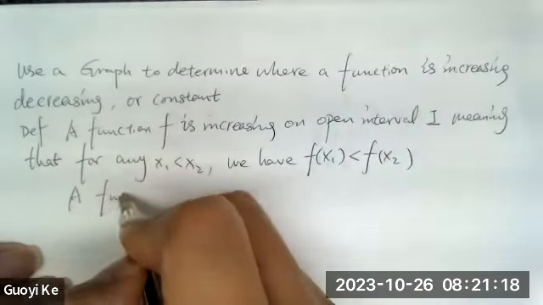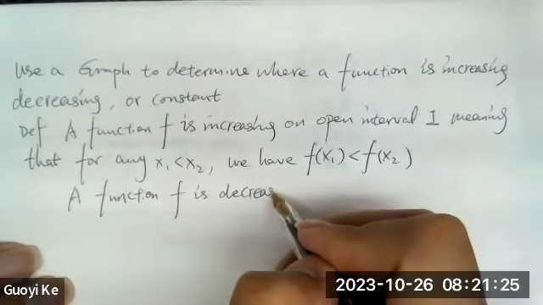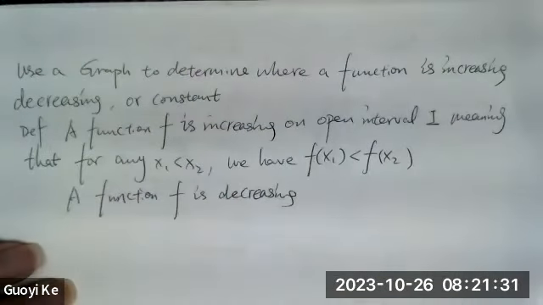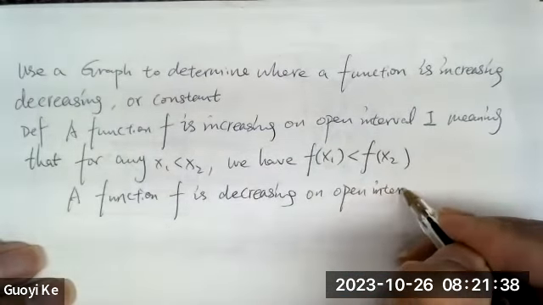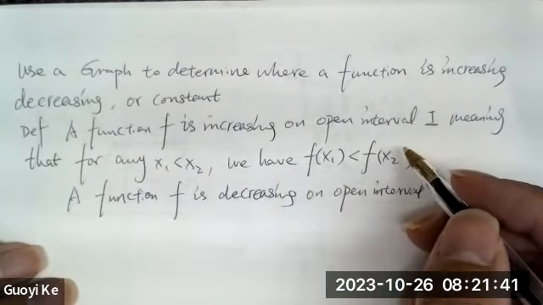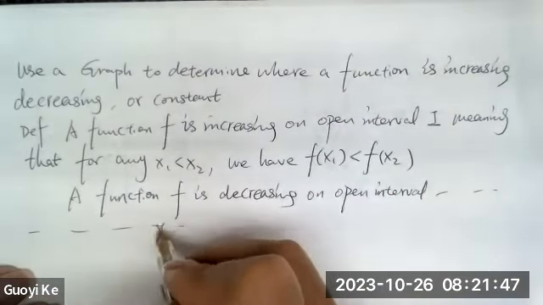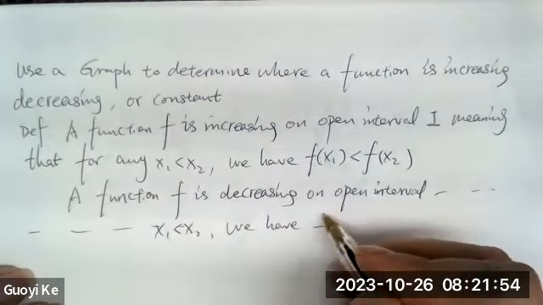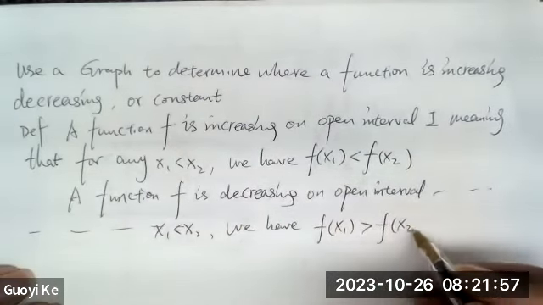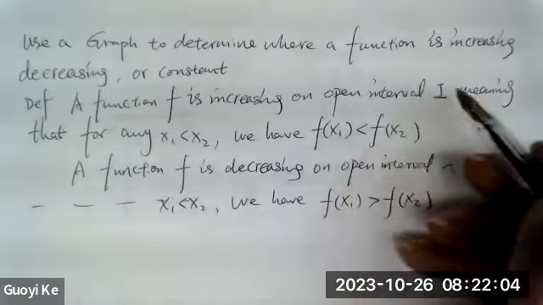A function f is decreasing on an open interval I, meaning that for x1 less than x2, we have f(x1) greater than f(x2). We use I for the interval.